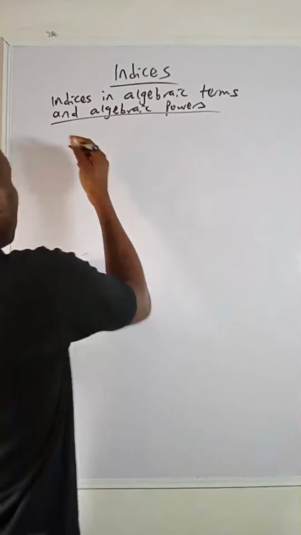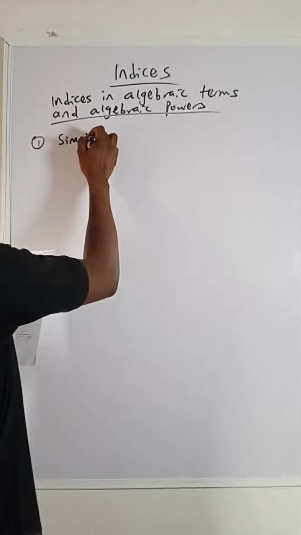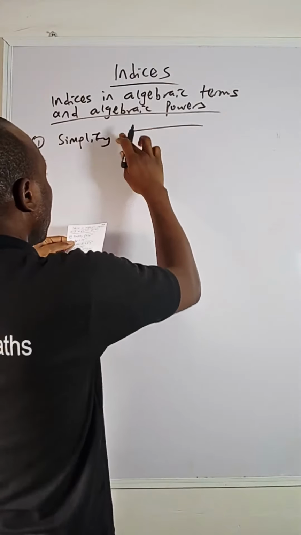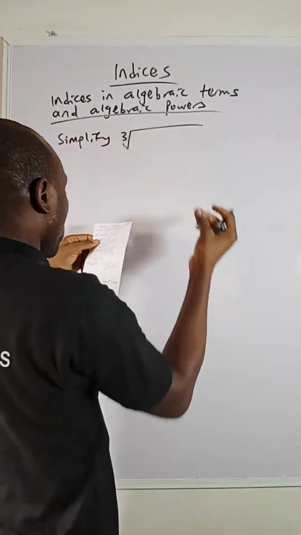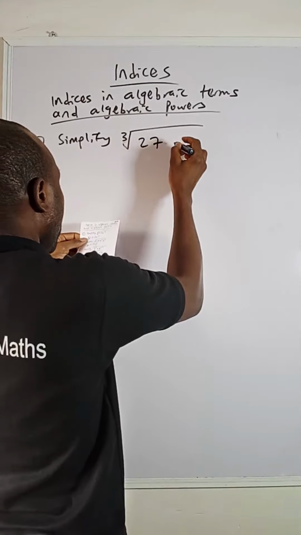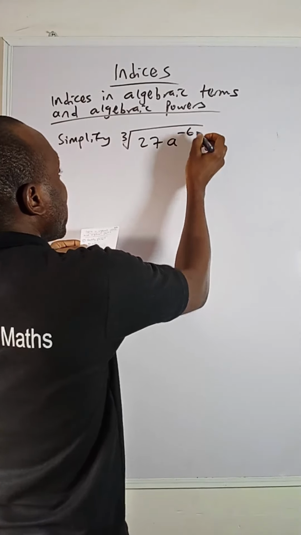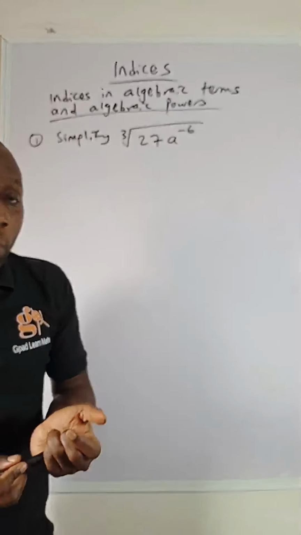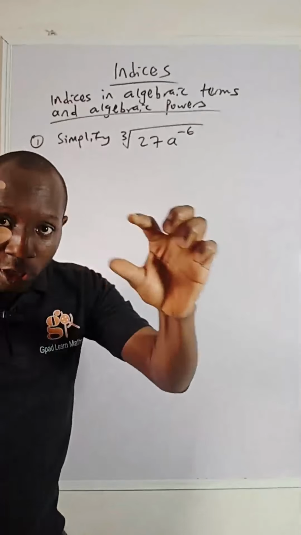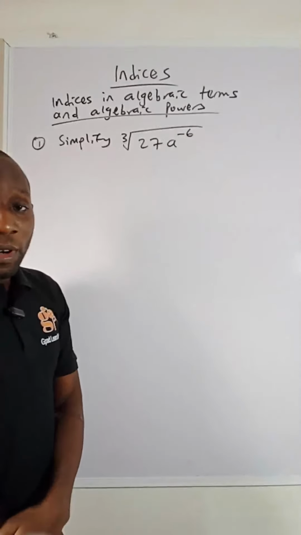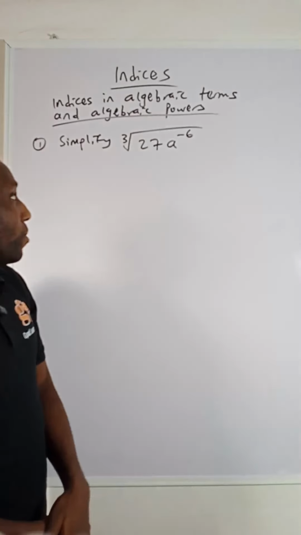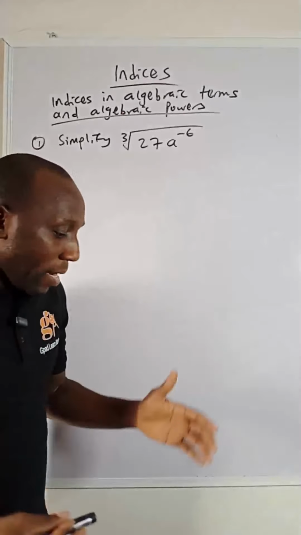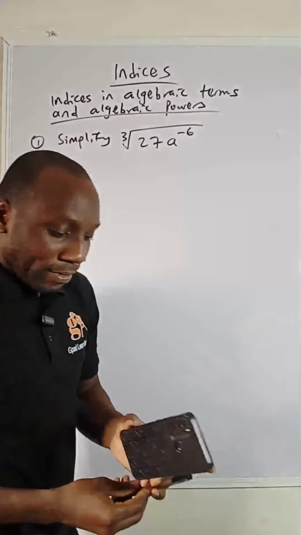Very good. So let's start. Number 1, simplify the cube root of 27a raised to the power of -6. This is interesting. Let me wait for some of you to look at it critically and give me the answer. Anybody? I'm going to wait for 30 seconds. If you know the answer, kindly let me know in the chat, in the comment.